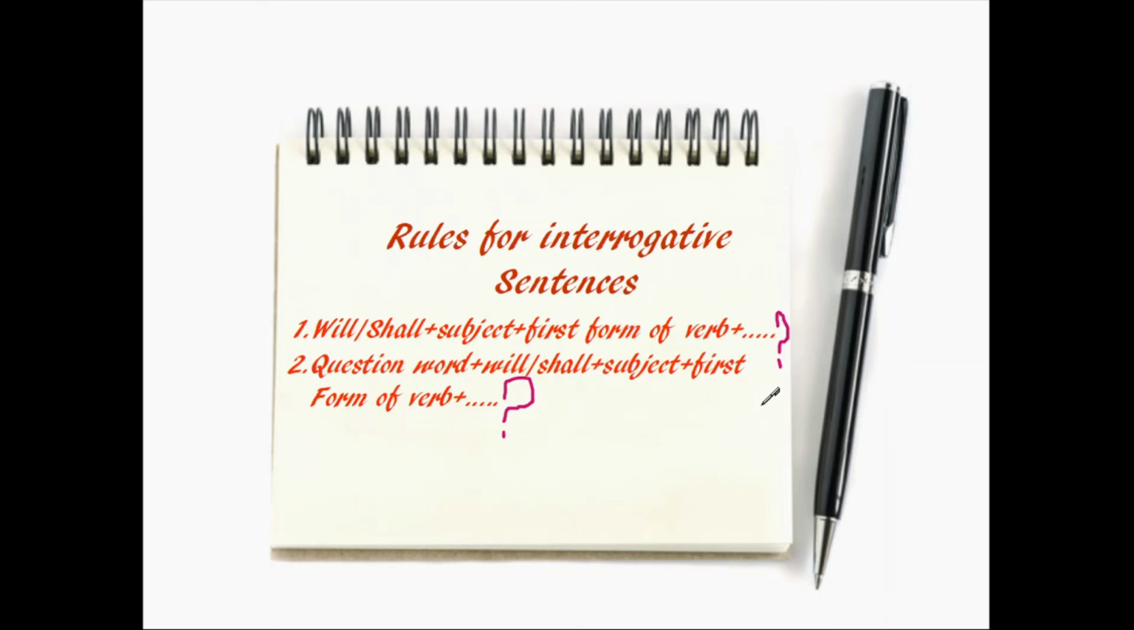Second one, question word plus will or shall plus subject plus first form of verb plus the rest and the question mark. For example, why will your friend not come here? So why is a question word. Will your friend, your friend is the subject. Not come, come is the first form of verb. Not come to this party and the question mark.